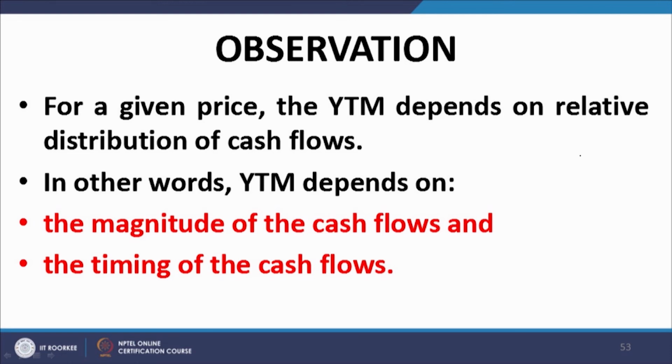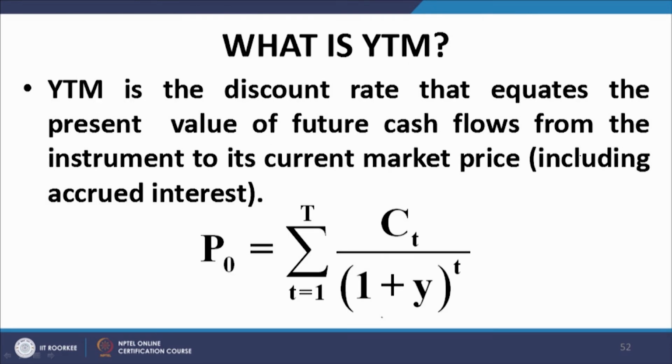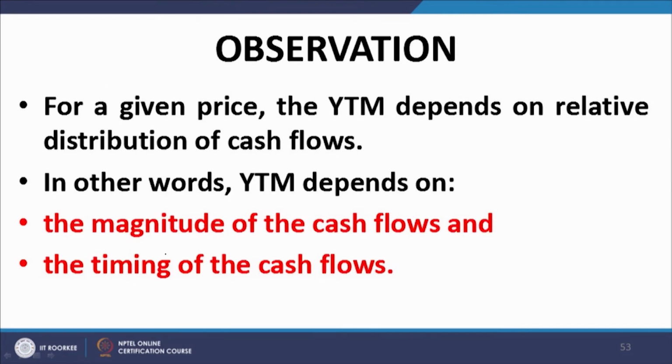YTM depends on the magnitude of the cash flows and the timing of the cash flows. This is quite obvious from this. It depends on C and T, given P0 and given the spectrum, given a particular bond. It depends on the magnitude of cash flows from that bond as well as the timing of those cash flows.